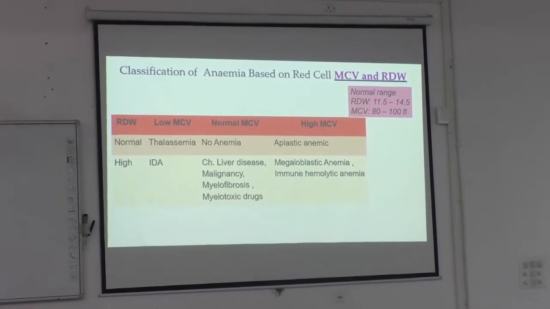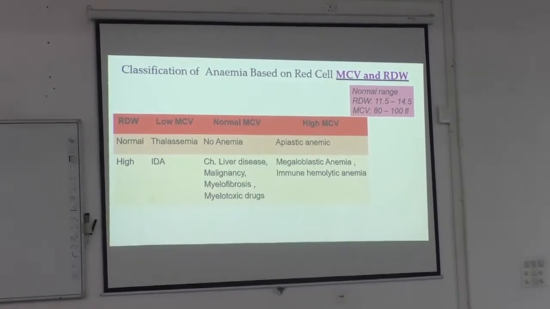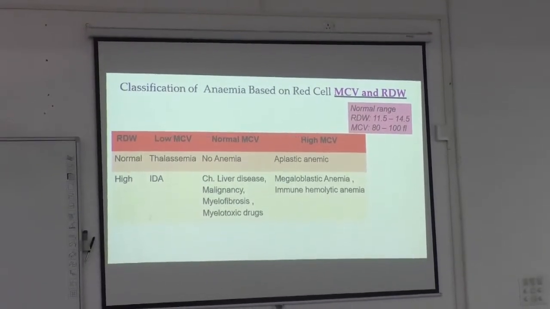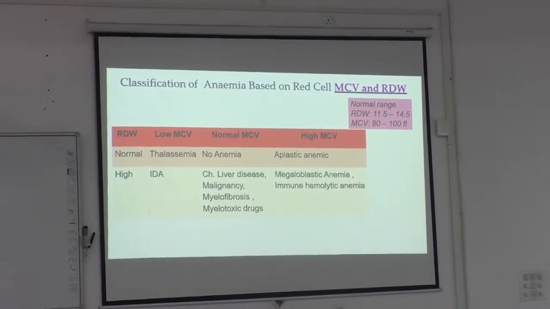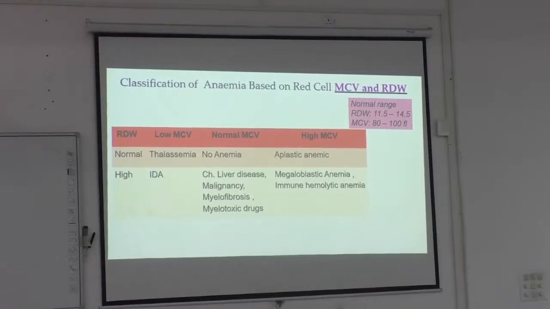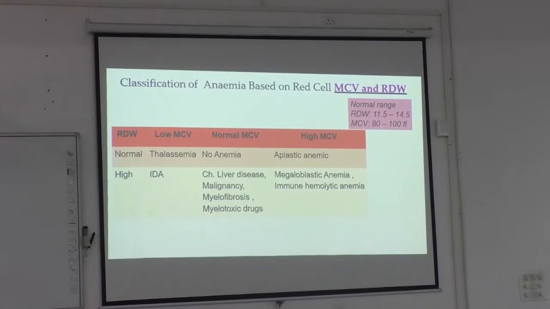সেকেন্ডটা দেখো নর্মাল MCV আর নর্মাল RDW মানে কি? নর্মোসাইটিক অ্যানিমিয়া, no anemia or normocytic anemia, and with high RDW, it can be chronic diseases, that is liver disease, kidney disease, malignancy, myelofibrosis. How this happens, I will tell you later on the anemia on chronic diseases.